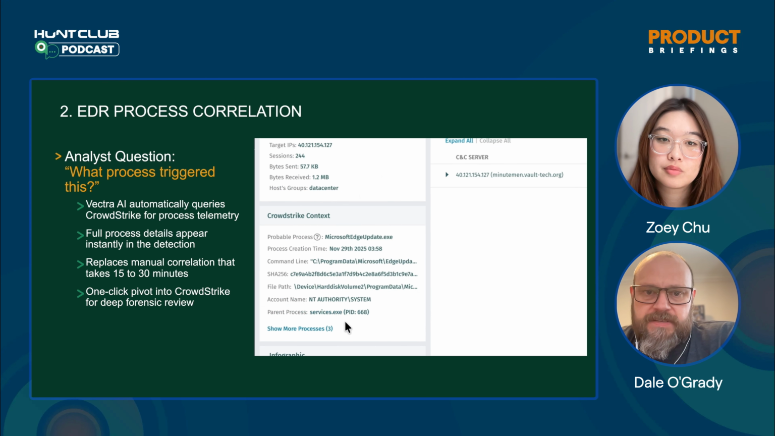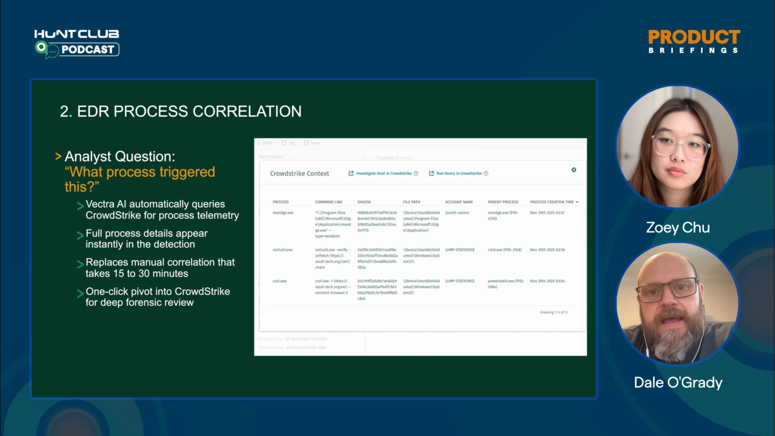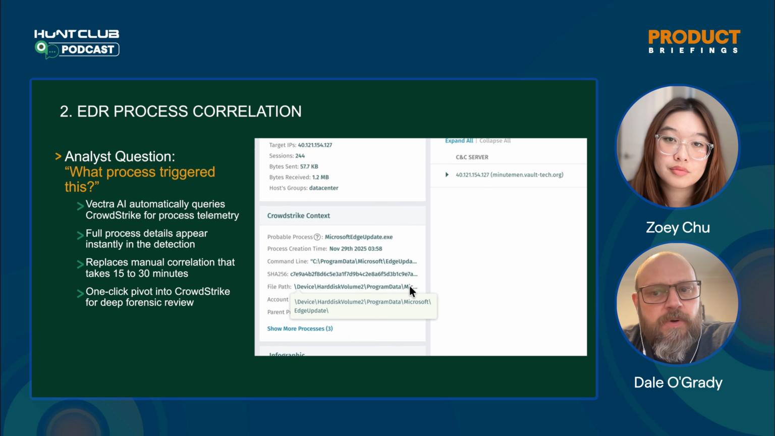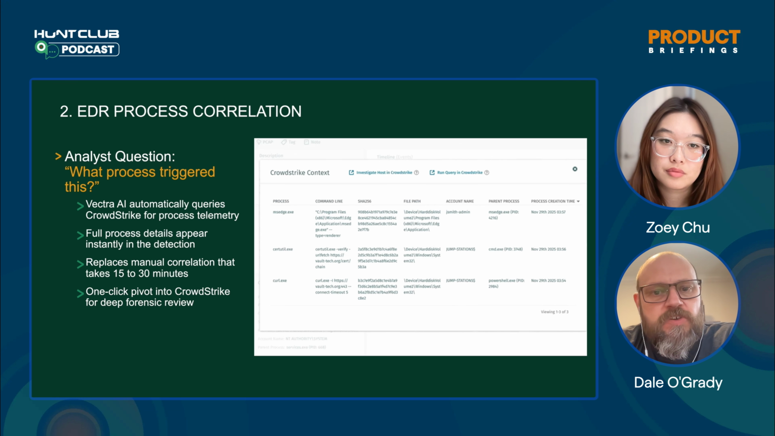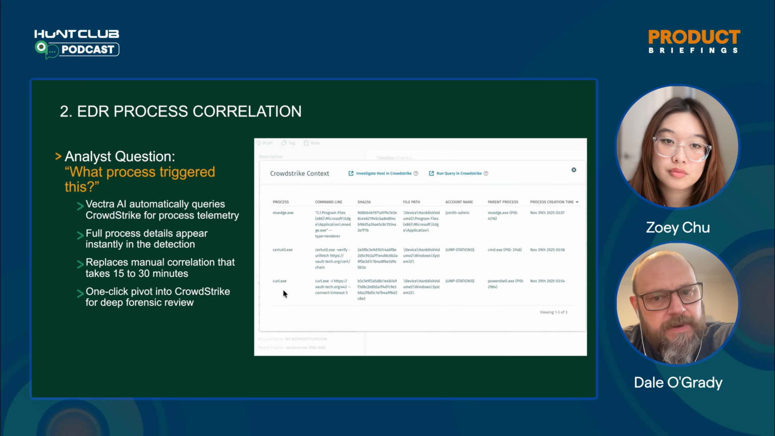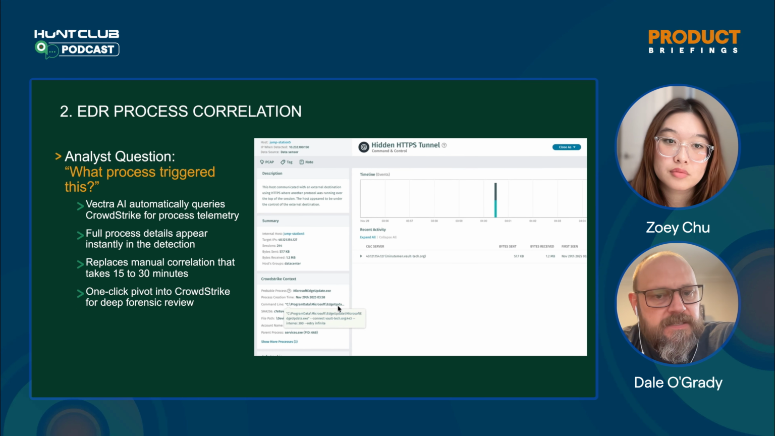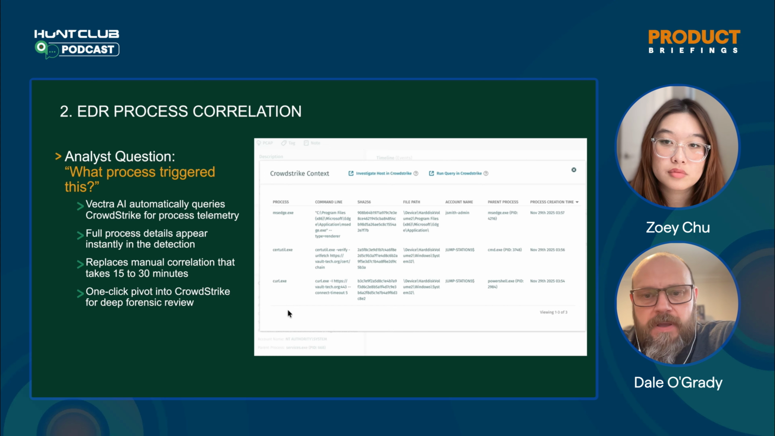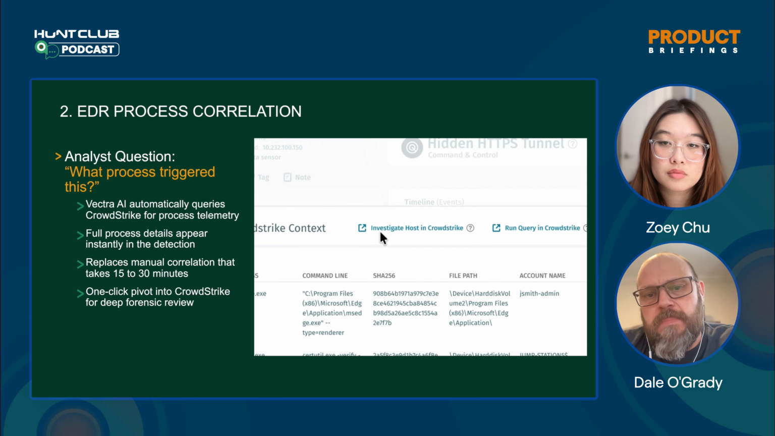So with this EDR process correlation, we want to automate that entire workflow. When we flag that suspicious network behavior, we're automatically going to query CrowdStrike and look for that host's process activity. More importantly, we're going to analyze it. We want to identify the most probable process because there are multiple things happening. And we're not going to give you just the name. We want to give you additional context, as we referenced earlier. What's the command line? What's the hash? What's the execution time? What's the paired process? What account did it run from? This is all very meaningful information.